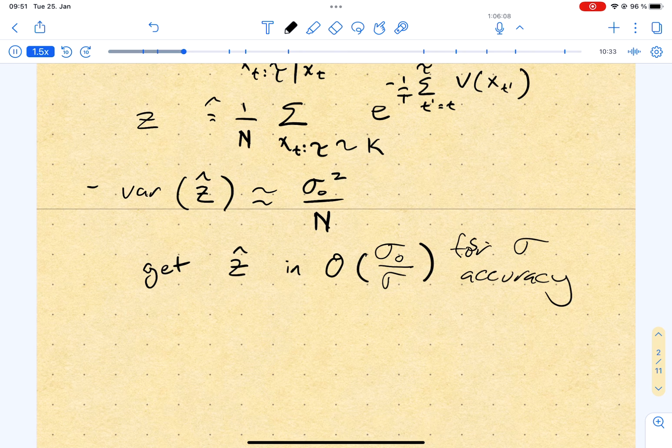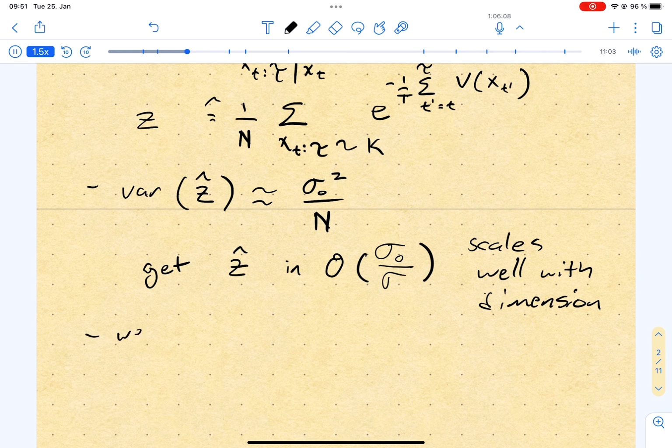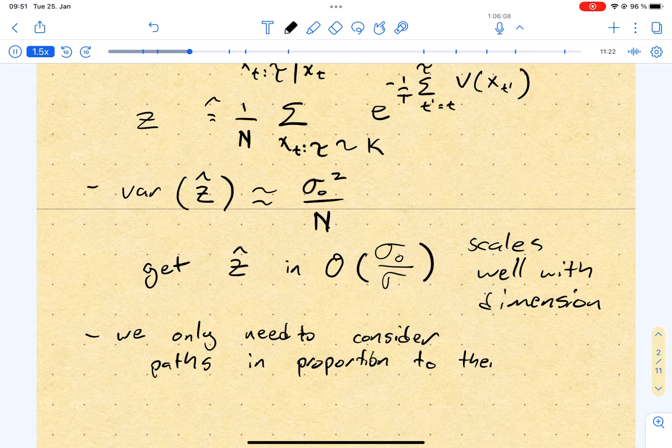It scales well with dimension, right? This is the magic of the Monte Carlo method, that we can calculate high dimensional integrals without paying this curse of dimensionality price. And the other thing to keep in mind, this related idea, is that really we only need to consider paths in proportion to their probability. So we gain this speed up by ignoring extremely rare states. They don't really contribute much to our expectation. And that's a really crucial element of this procedure.